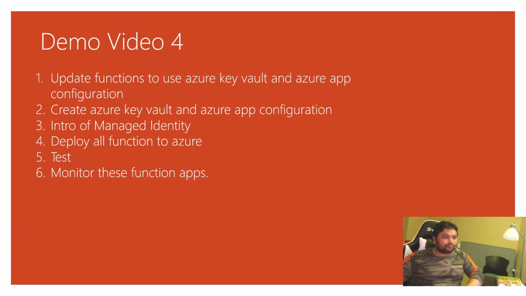Then, for that purpose, we will create Key Vault in Azure and App Configuration. Then we will talk about managed identity, what managed identity is, to consume that secret from Key Vault by our hosted function. So we do not have to manage any secret in production or in the local environment also. Then we will deploy all these functions to Azure. We will test it. We will monitor these function apps, right?